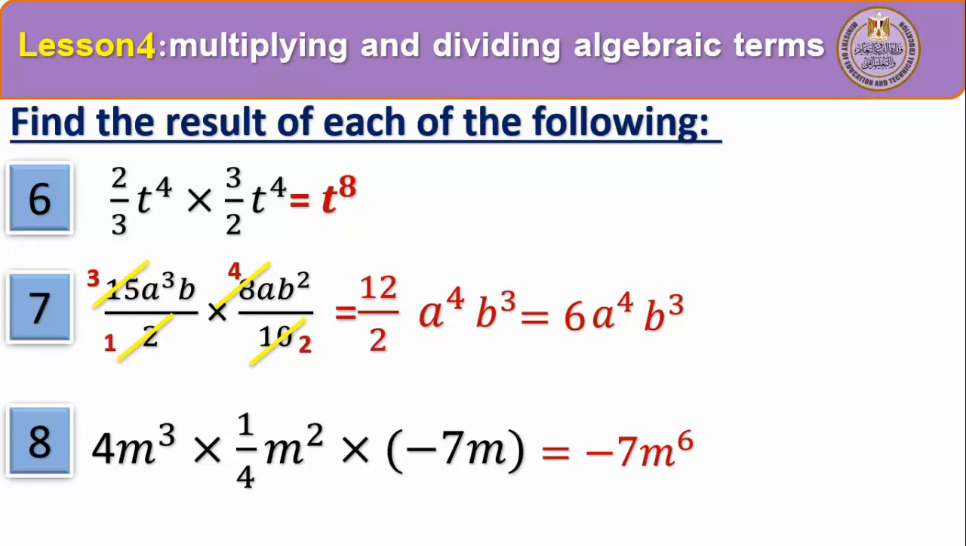What about the symbols here? We have like bases, which is m. So we will add their powers. Don't forget to add 1 as the last power here because m refers to m power 1. So we will add 3, 2, 1 to get power 6. So the product is negative 7m power 6.